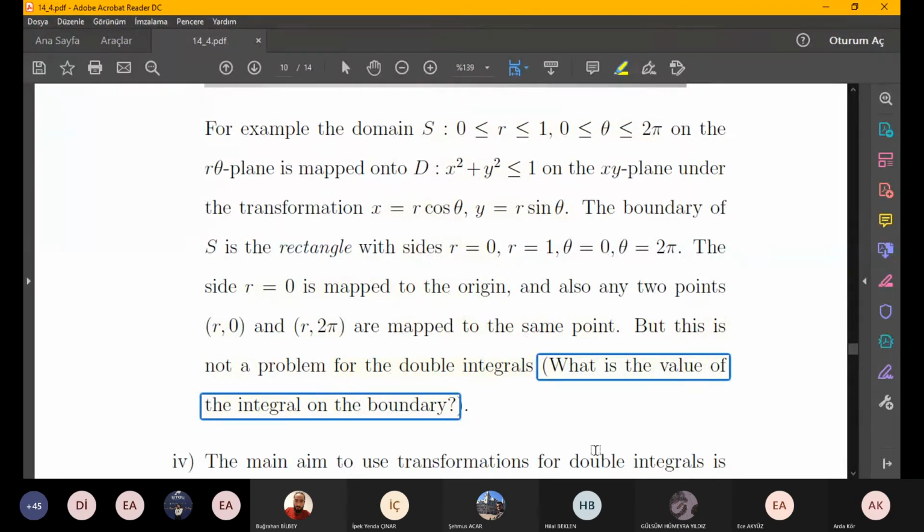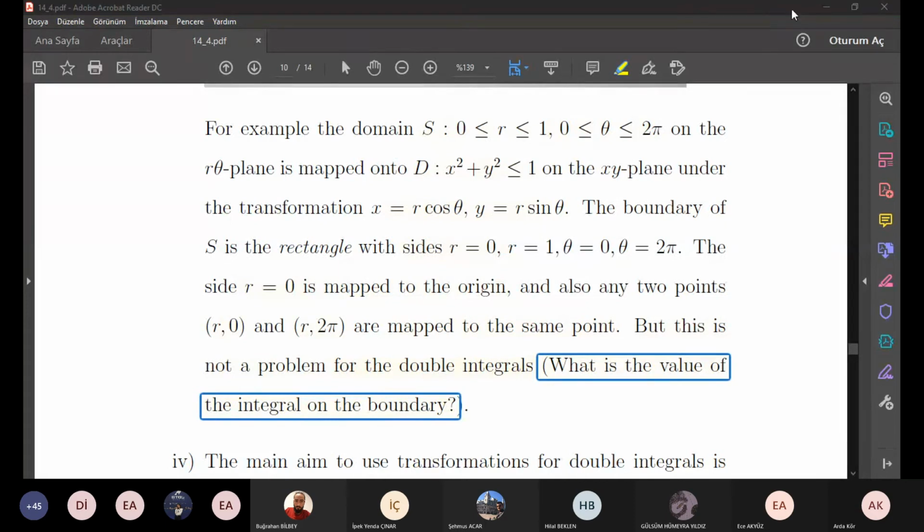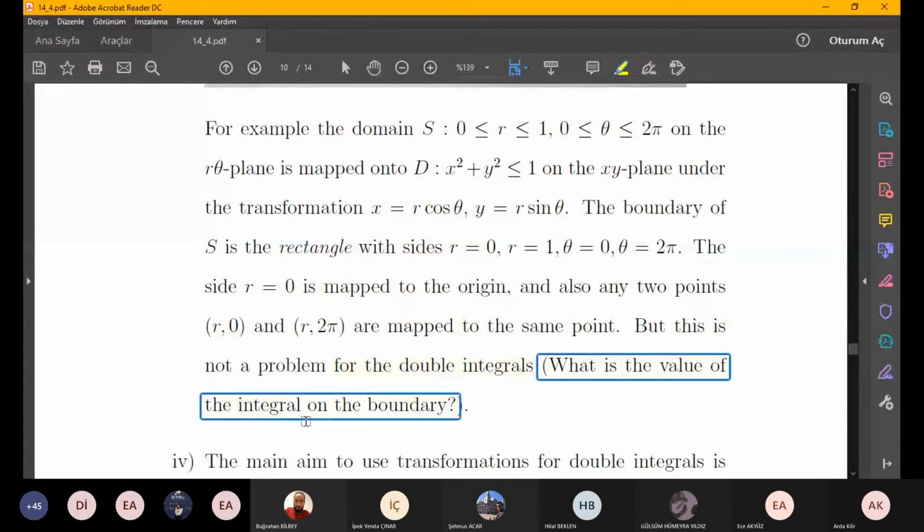It is 0, since it is 0. Okay, that is why it does not affect the double integration.